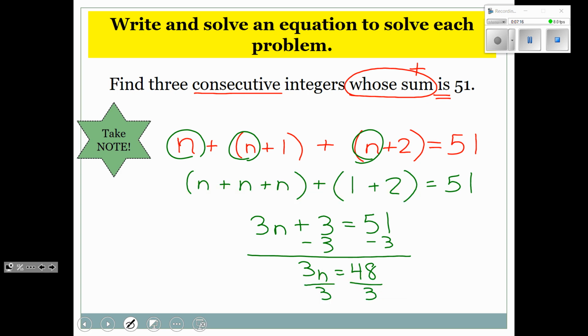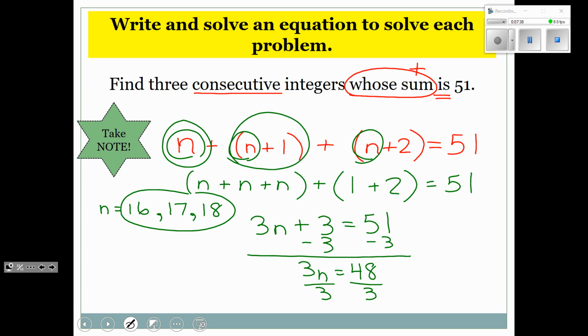They're kind of in the way. Now we know that the first number is 16, but we look back to what it's asking for. It said find 3 consecutive integers. So you found the first number, and now 17, 18. We're counting by ones. n stood for 16. This expression stood for 17. This expression stood for 18. And if you add all of those together, you get 51.